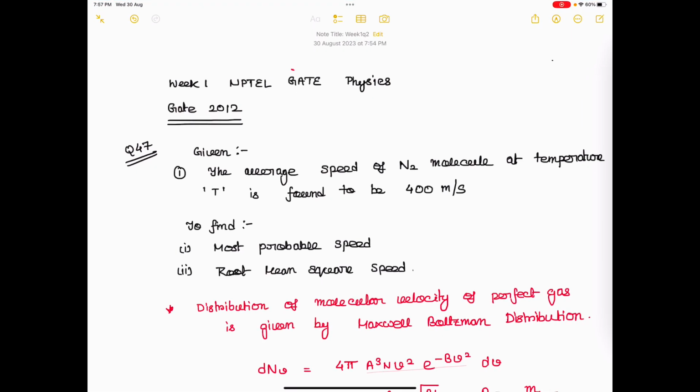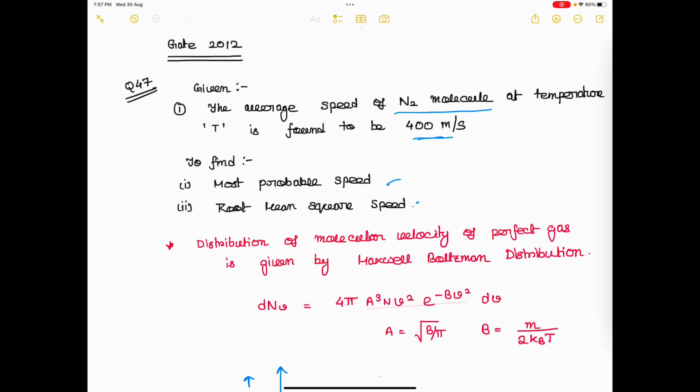This is the question number 47 solution. What is given in the question is that the average speed of nitrogen molecule at temperature T is found to be 400 meter per second. What needs to be found out is the most probable speed and the root mean square speed. The concept here is the distribution of molecular velocity, which we have been given for the nitrogen molecule at a particular temperature.